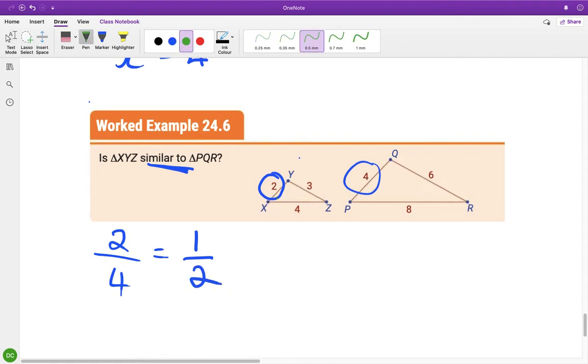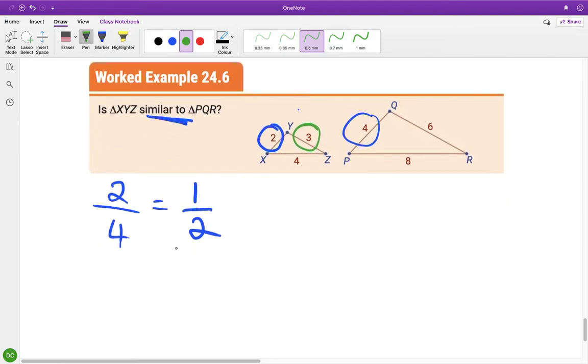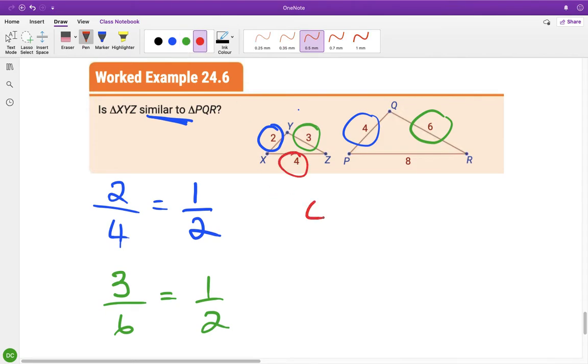Now I'm going to pick a different side. So I will pick the 3. Again, I have to keep it in order, so I'm starting with the little triangle again. And this time the corresponding side is here, which is a 6. Again, that's a proper fraction where the numerator is smaller than the denominator, and I can simplify it to a half. And then one more. Start with the little triangle again with a 4 and put it over the big triangle of an 8, and I can simplify that to a half.